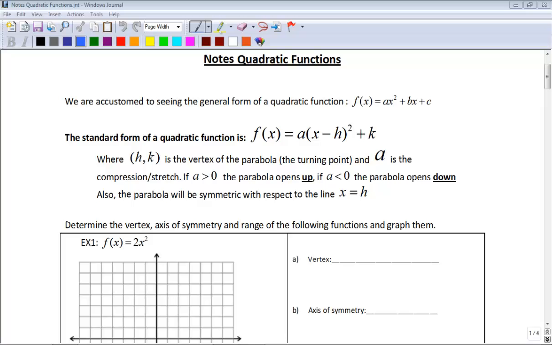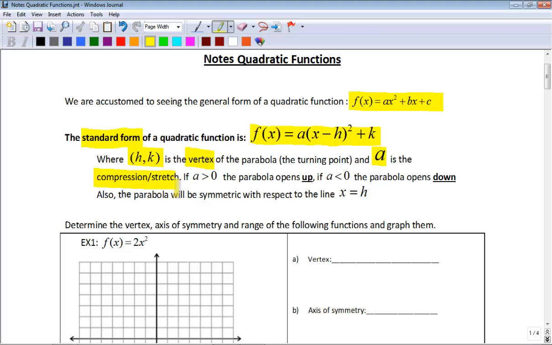This section deals with quadratic functions. Now, we're accustomed to seeing quadratic functions in the form f(x) = ax² + bx + c. Well, that's called general form, and now we're going to look at standard form. The standard form of a quadratic function is f(x) = a(x − h)² + k. This is where (h, k) is the vertex of the parabola, or the turning point, and a is the compression stretch, same as we saw before in transformations of functions.